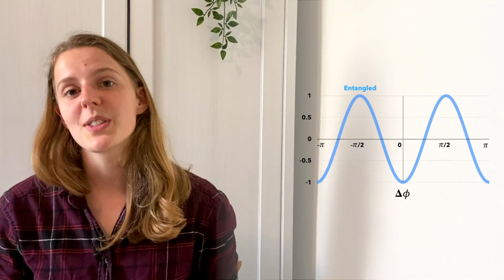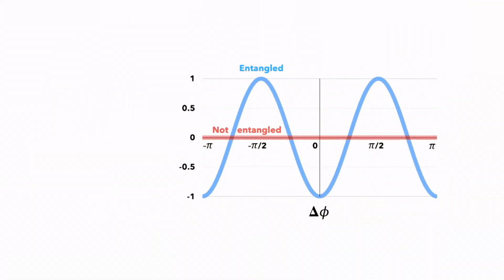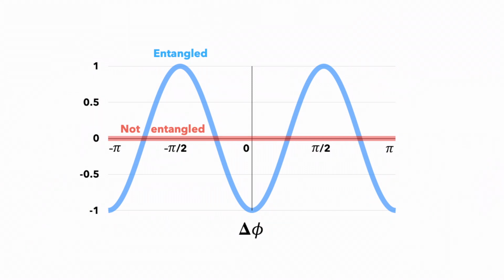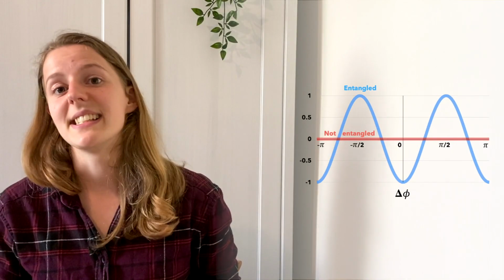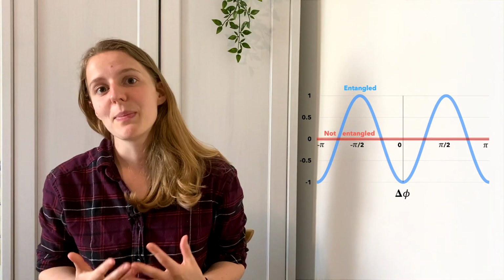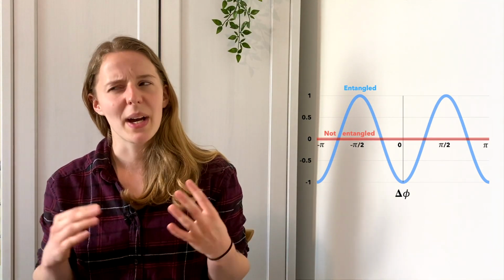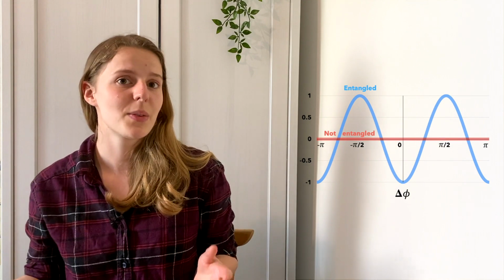But if the photons are not entangled, then there's no relationship at all between the angles. The photons are equally likely to scatter at any angle, so delta phi is flat. So we should be able to use this information to work out which of the detected photons we should use for our image. So first of all, we're going to need a PET scan.